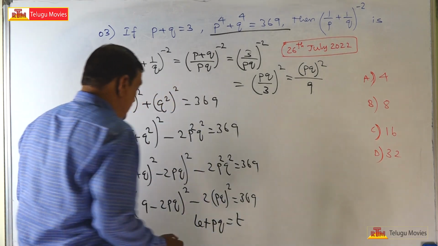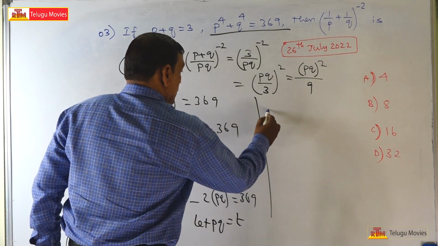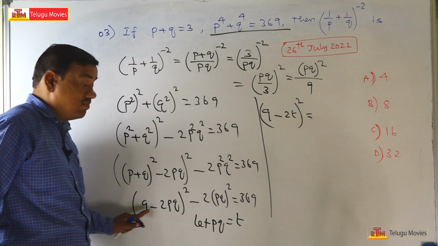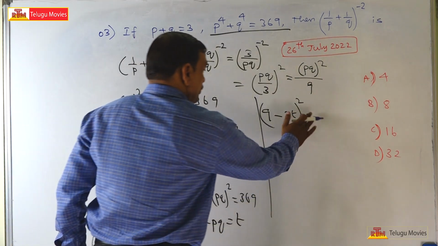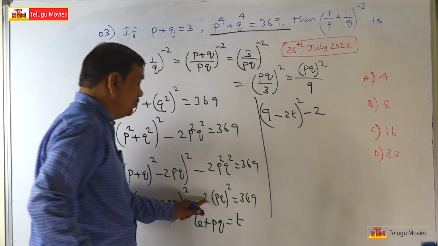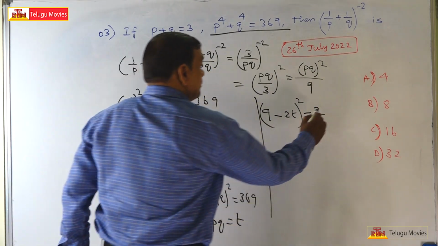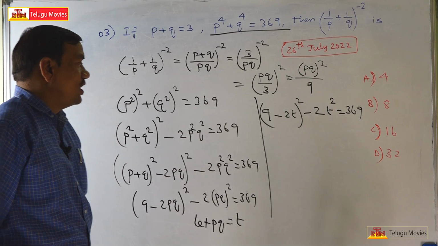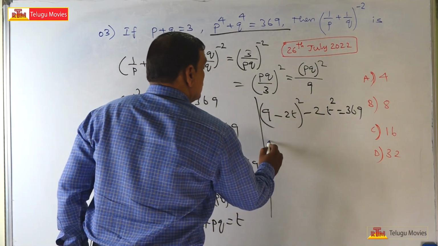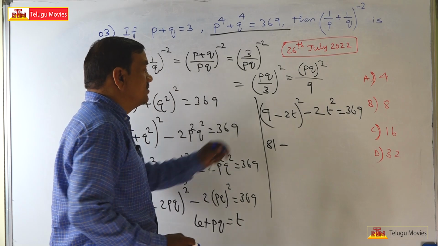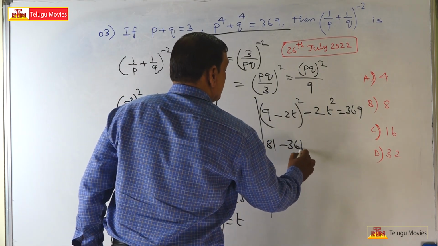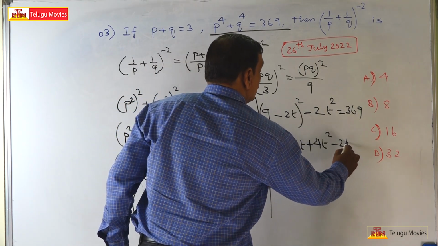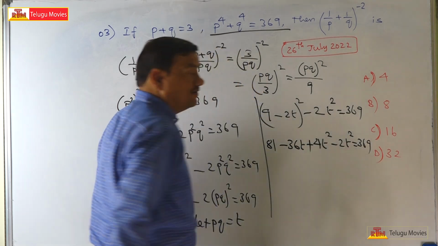So let us take it as T. So now this will become (9 minus 2T) whole square is equal to minus 2 PQ. What is the PQ value? T minus 2T square is equal to 36. Very nice. Now (A minus B) whole square is equal to 81 minus 2 2s are 4, 4 9s are 36, plus 4T square minus 2T square. This is 36.